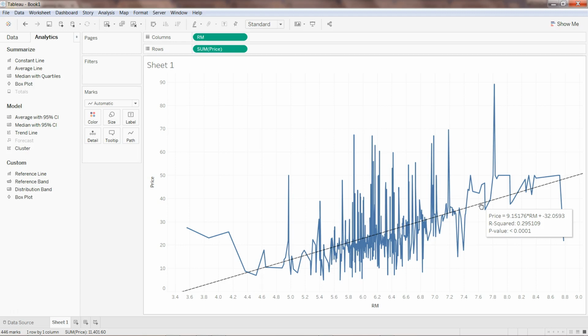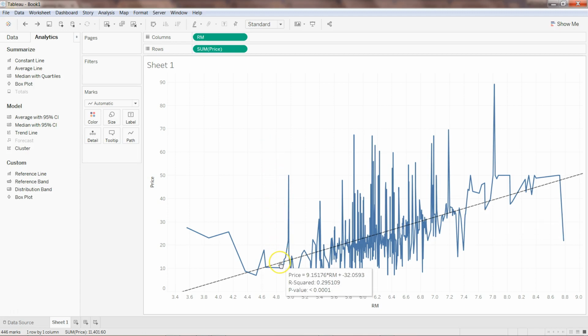And the p-value indicates whether this variable is significant or not. In this case the value is less than 0.05, and that's the threshold you really need to remember: if the value is less than 0.05, then you will accept this, otherwise you will reject this.